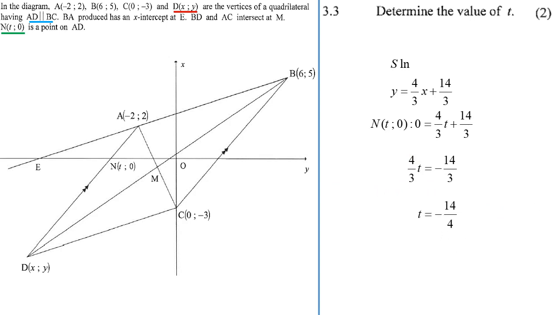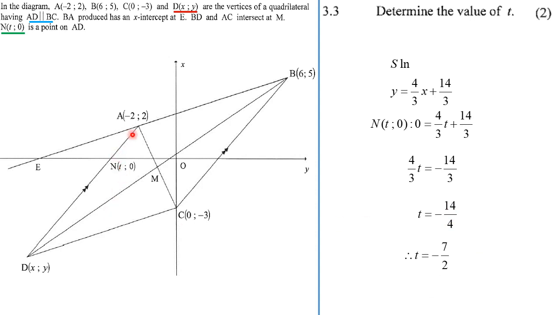Then your answer is -14 divided by 4. If you leave it like this, you lose a mark. Every time, write your answers in simplified form. The equivalent fraction of -14 divided by 4: the biggest number that can divide 14 and 4 and leave a remainder of 0 is 2. Then you have t equals -7 divided by 2.